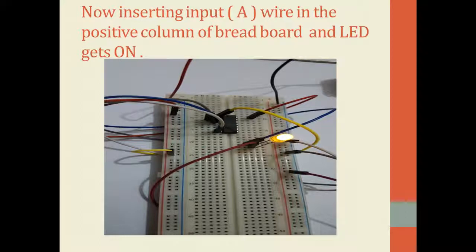Now, inserting the input A wire in the positive column of the breadboard, the LED turns on. See this yellow wire, as I've told you, represents the first input, that is A. Now I connect this with the positive side of the breadboard or the battery, which means I am giving it 1, and the other wire is 0, and the LED turns on, which verifies the second condition of the truth table of the OR gate.